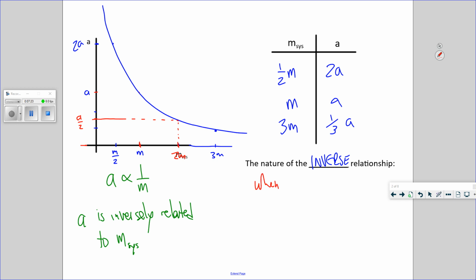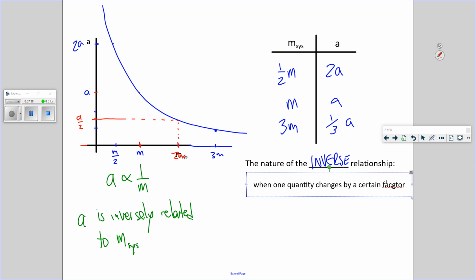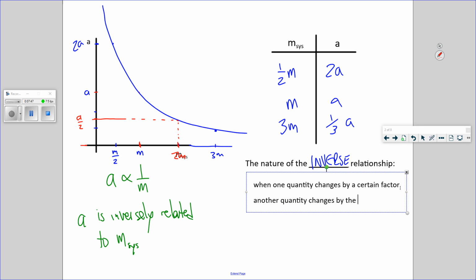I'll do you a favor, watch this. When one quantity changes by a certain factor, another quantity changes by the inverse of that factor. You dig? Fair enough? Okay.